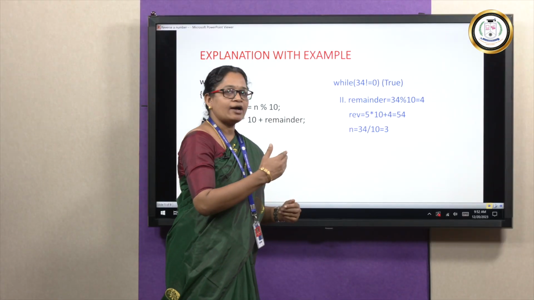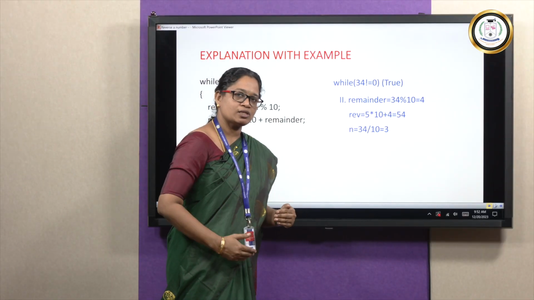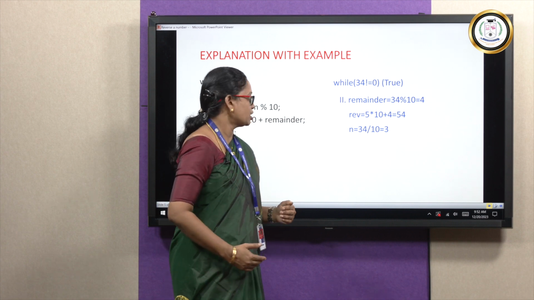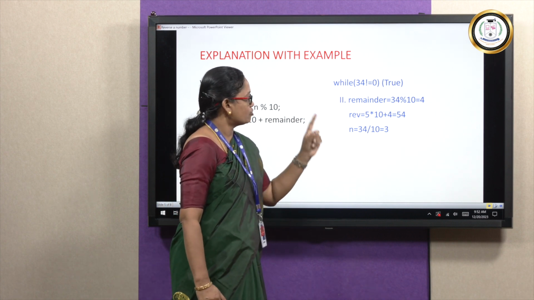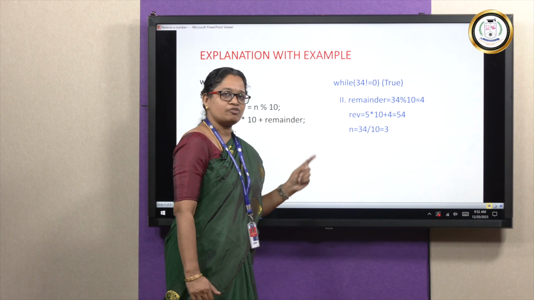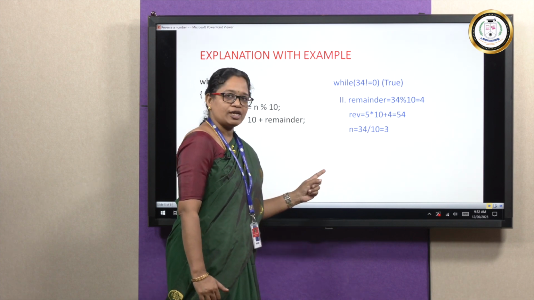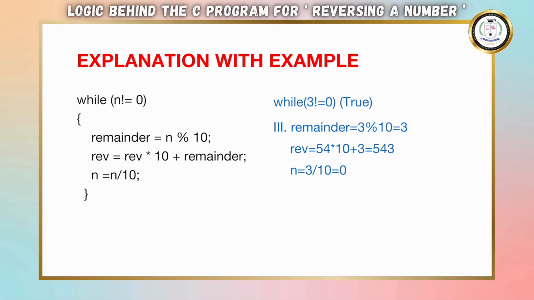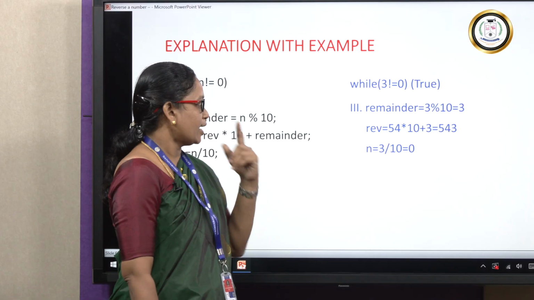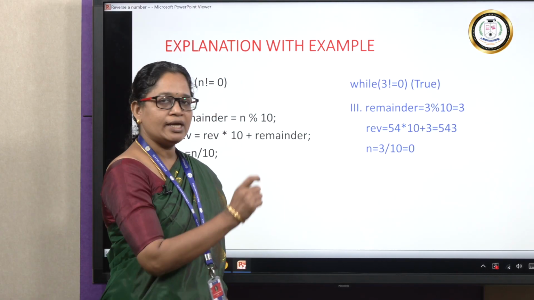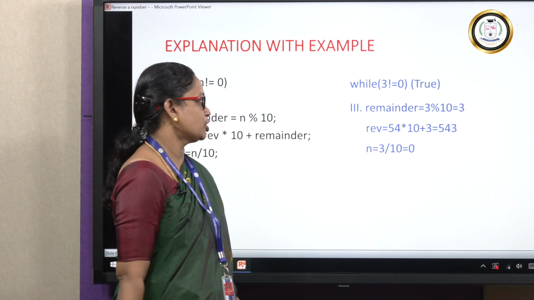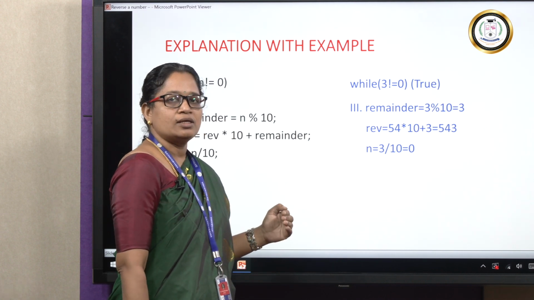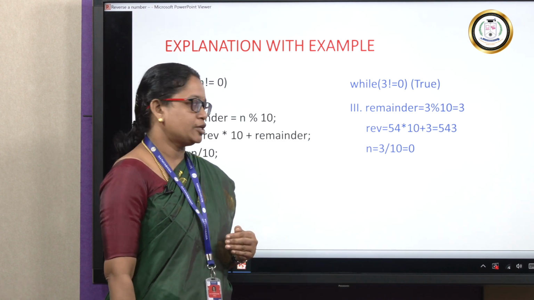So we have completed the while loop twice. At the end of the second iteration, the value of remainder is 4, the value of reverse is 54 and the value of n is 3. So the while condition is checked. While 3 not equal to 0. Now the updated value of n is 3. 3 not equal to 0 is a true condition. So again the steps inside the while loop are executed.